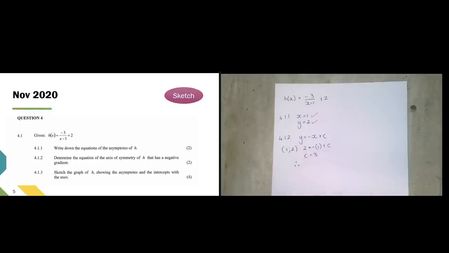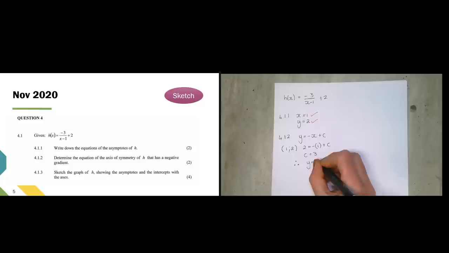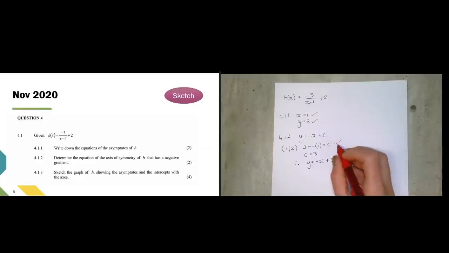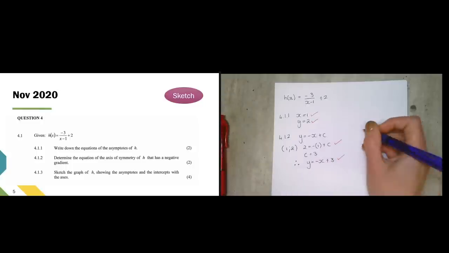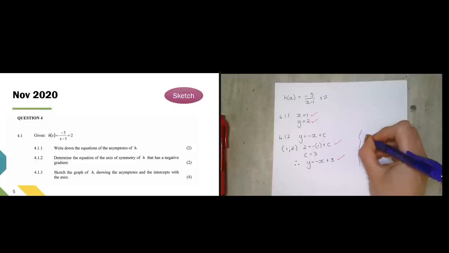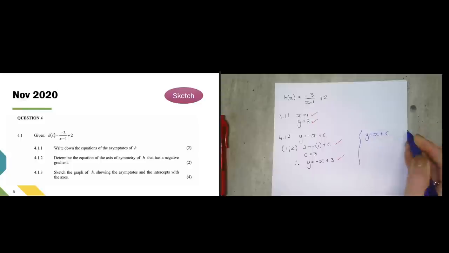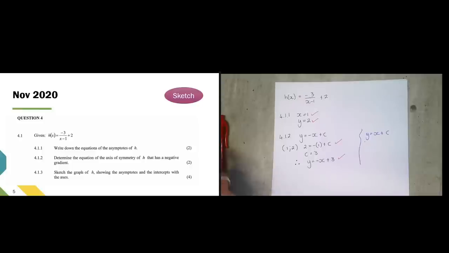So the equation of the axis of symmetry with a negative gradient is y is equal to negative x plus 3. That question counted 2 marks, so the 2 marks are allocated for subbing in the coordinate in the one with the negative gradient. It had to be the negative gradient, and then the final answer. Grade 12s, if they had asked you to calculate the one with the positive gradient, it would be y equals x plus c, and then we would sub in 1, 2 into that. Please read very carefully. That's the one with the negative gradient.